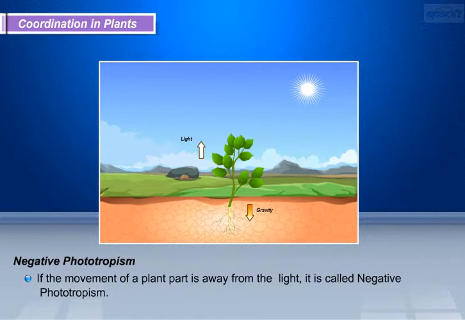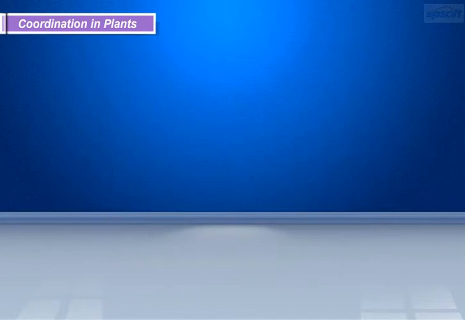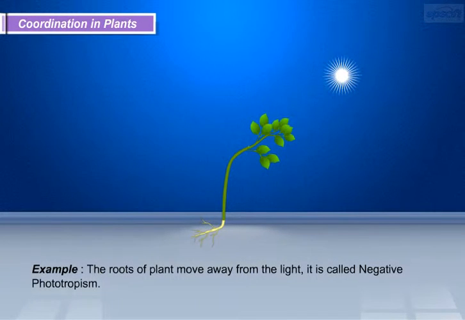Negative phototropism. If the movement of the plant part is away from the light, it is called negative phototropism. Example, the roots of a plant move away from the light, which is negative phototropism.